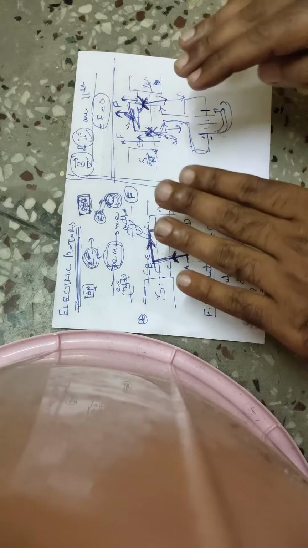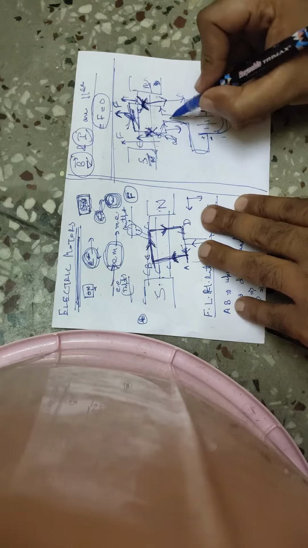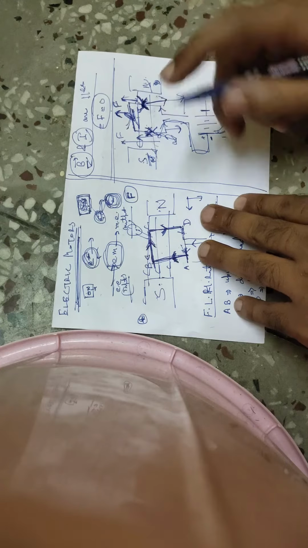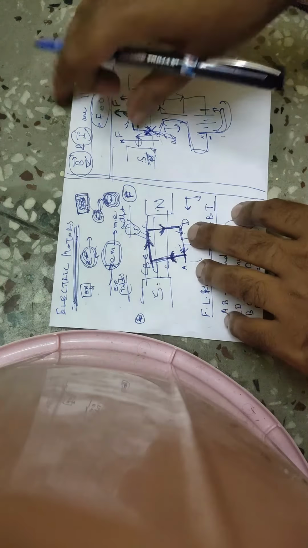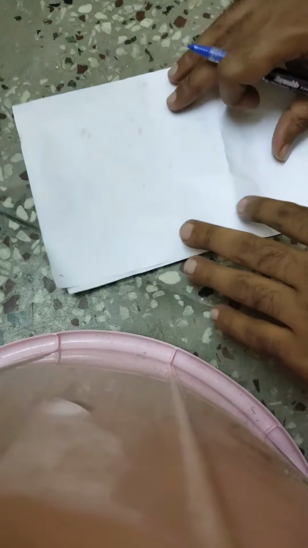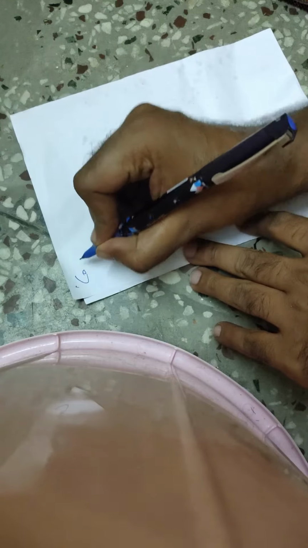So what is the system? How do you change the orientation of the current every time? This question should come into your mind. So for that, I'll give you one answer. The answer to this question is the use of commutator.